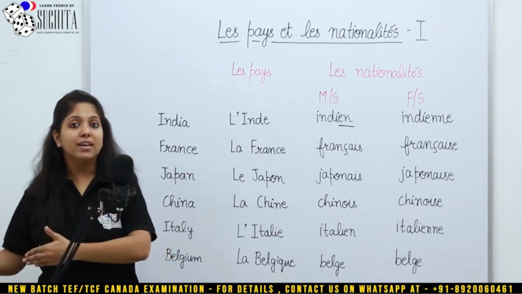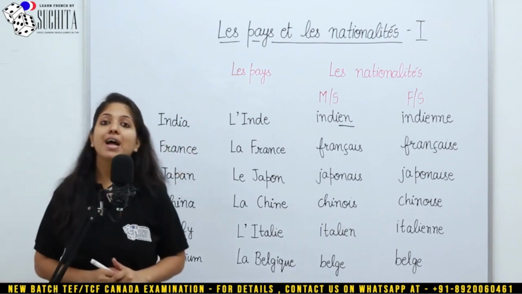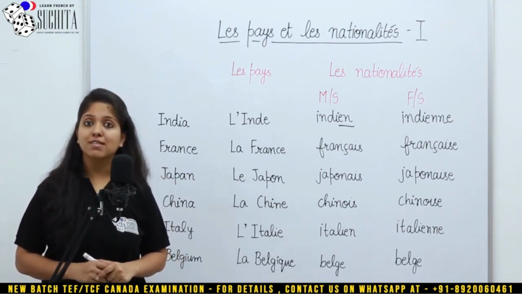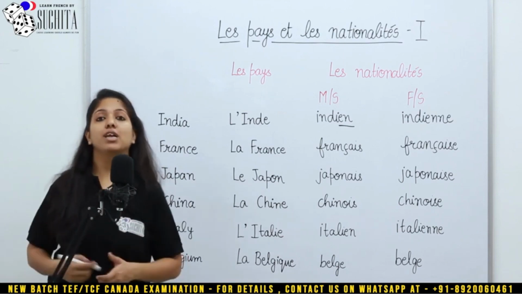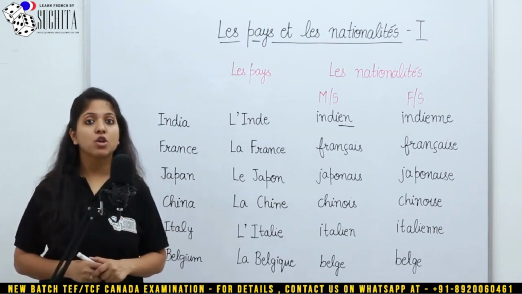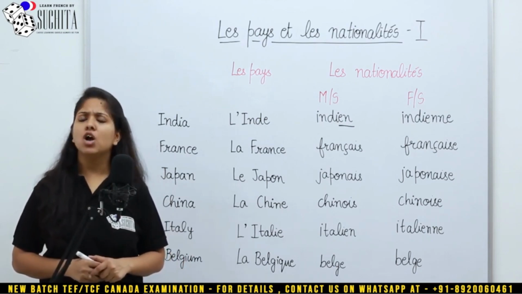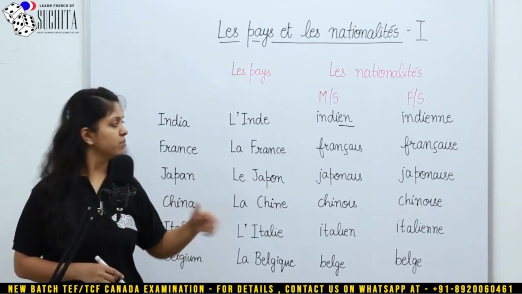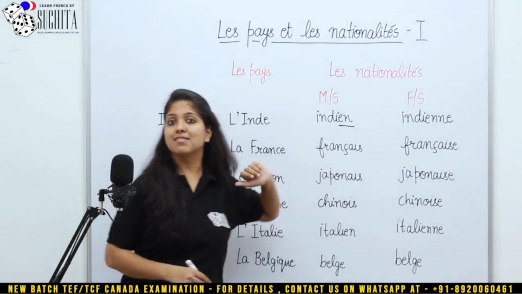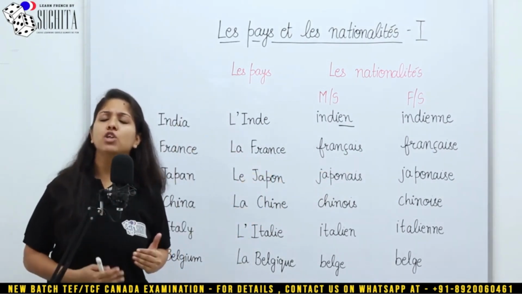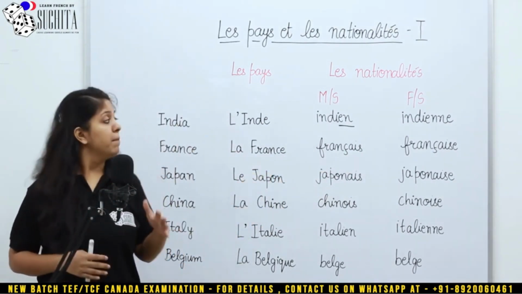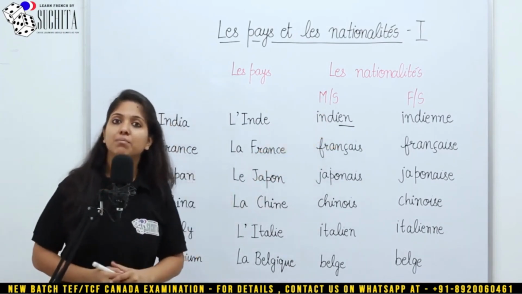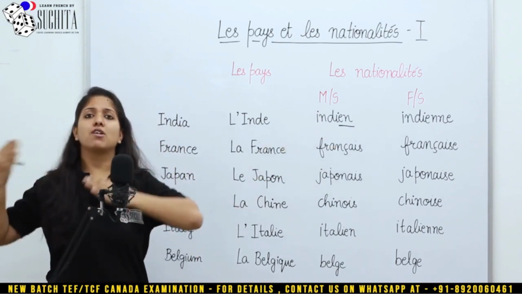Now the second one, which is France. La France. That's the country. Coming on to the nationality, which is français. Féminin, française. Generally, in order to make it feminine, you apply E. But if it is ending with en, then you apply E-double-N-E. But generally you put E, like français, française.